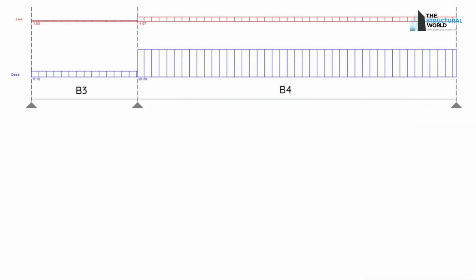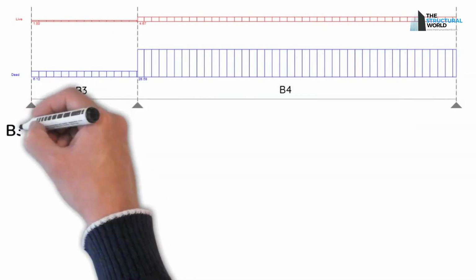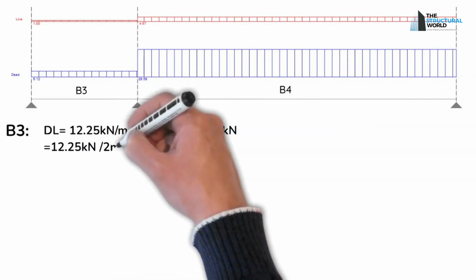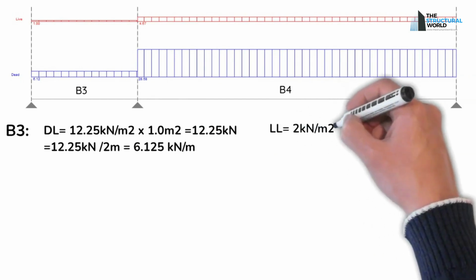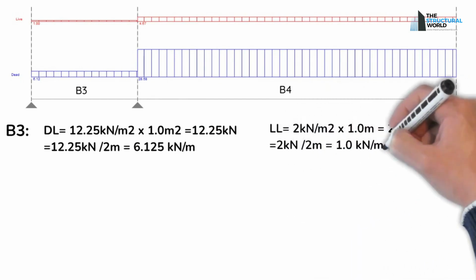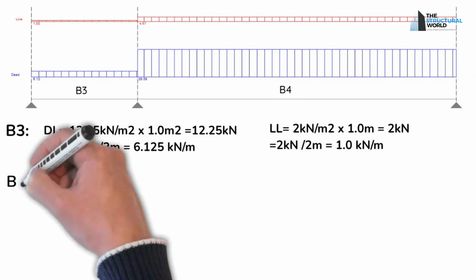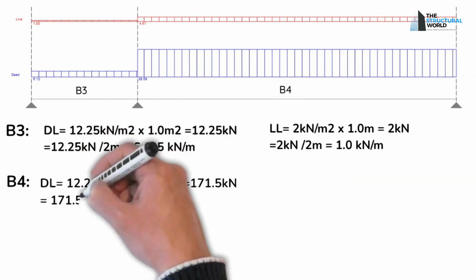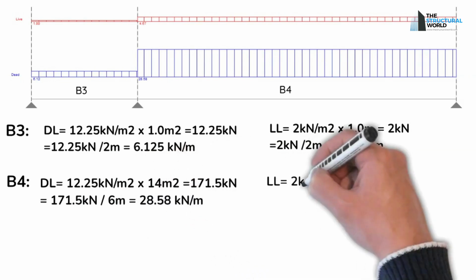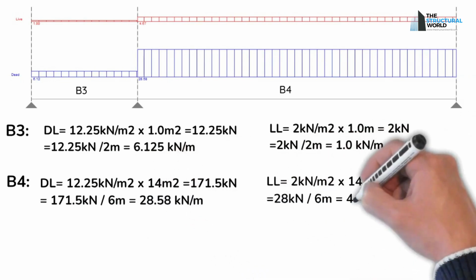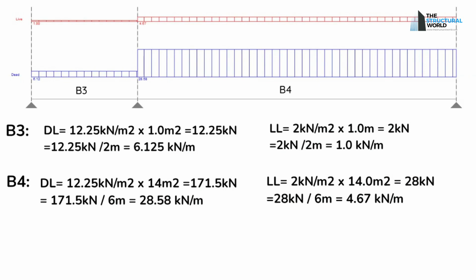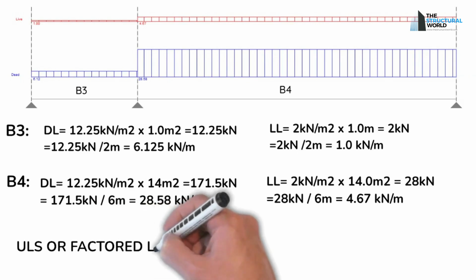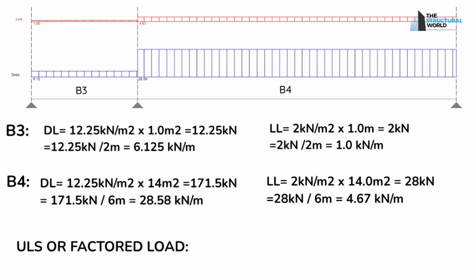To distribute it along the beam, multiply these areas with the dead load, superimposed dead load, and live load to get the actual load distribution in kilonewtons. Dividing the actual load distribution into the length of the beam will give you the uniformly distributed load in kilonewtons per meter. To use in design, the service load should be multiplied by ULS factor 1.2 for dead loads and 1.6 for live loads.